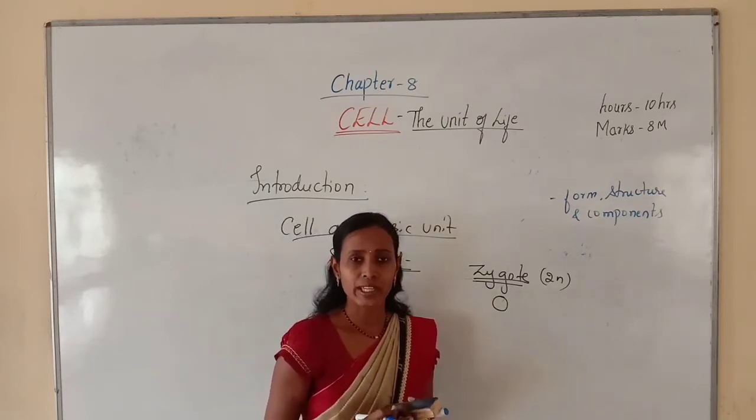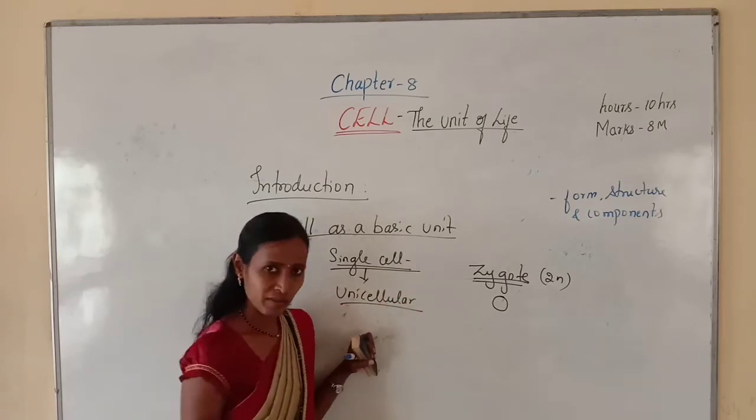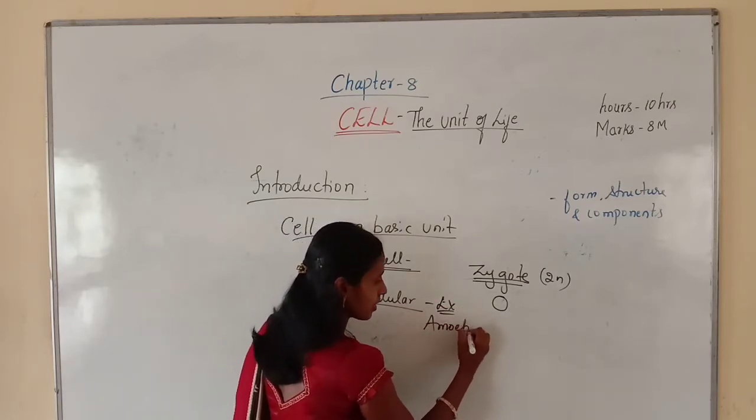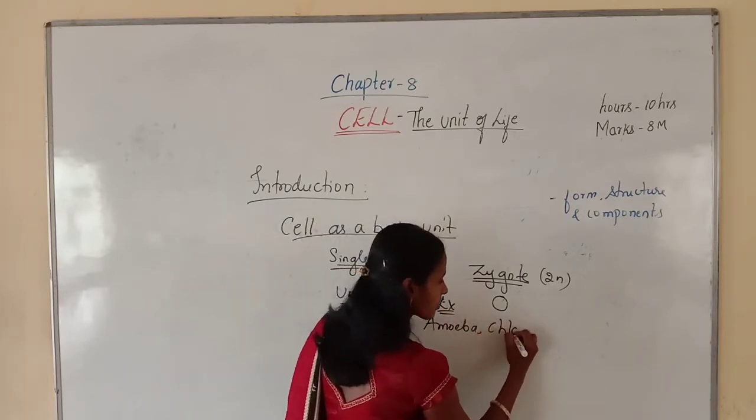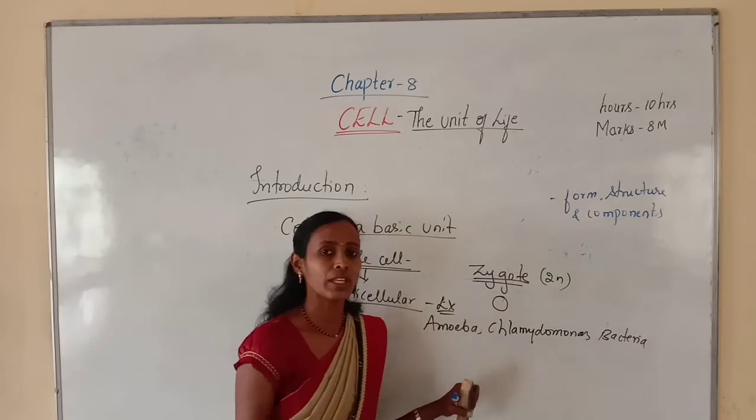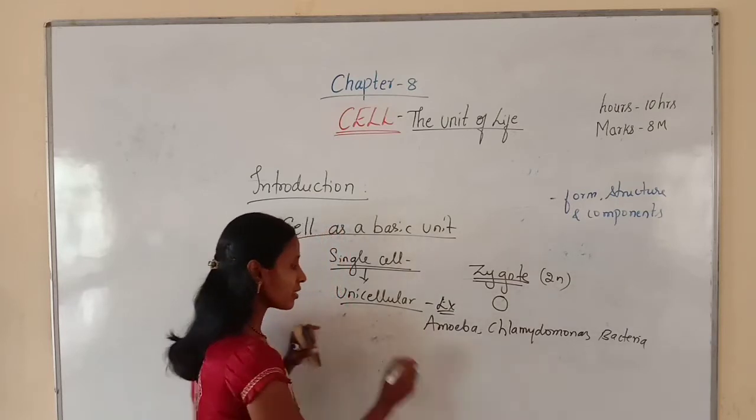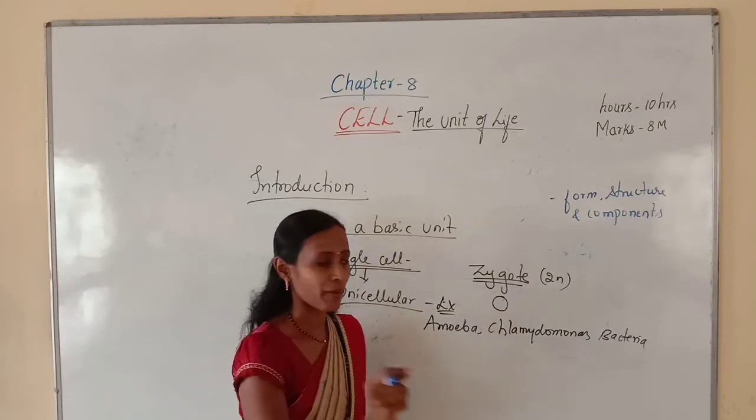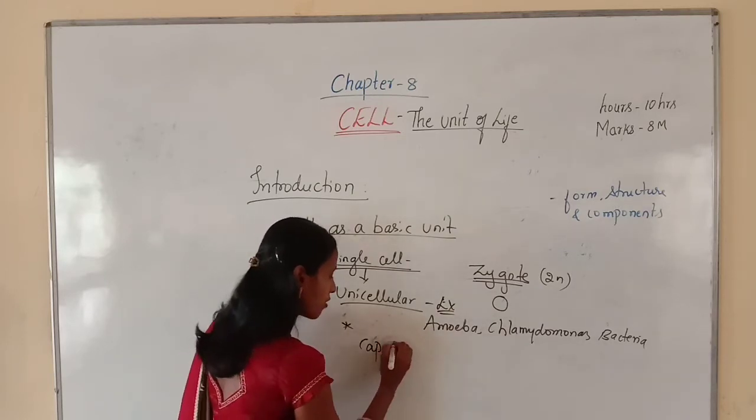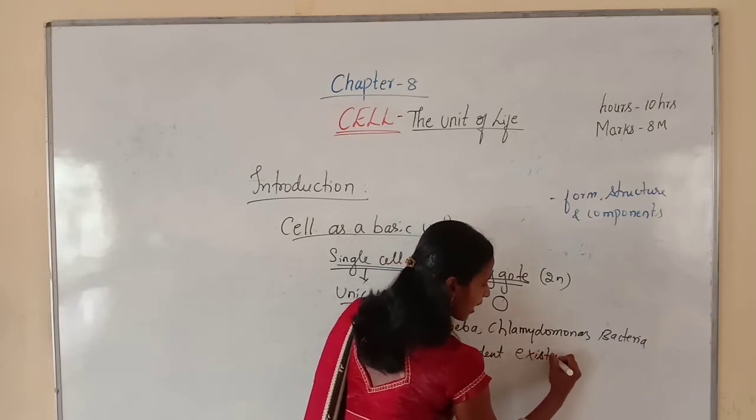A number of living organisms are made up of a single cell, and they are called unicellular. Examples are amoeba, bacteria, chlamydomonas, etc. These are the unicellular organisms. Here the entire organism is made up of only a single cell. And here the properties are very important. In these organisms, the single cell is capable of independent existence.